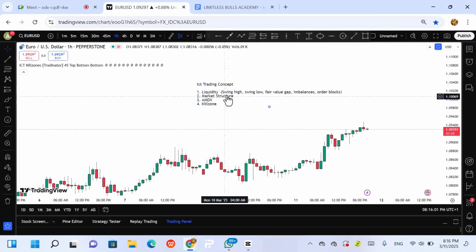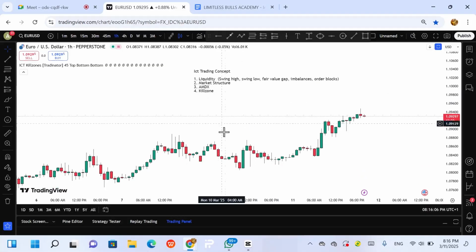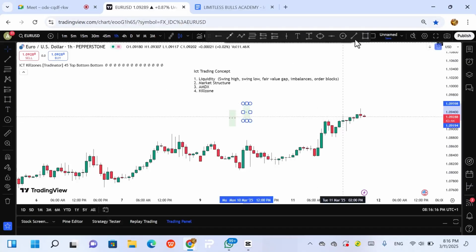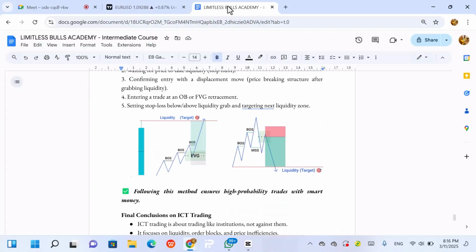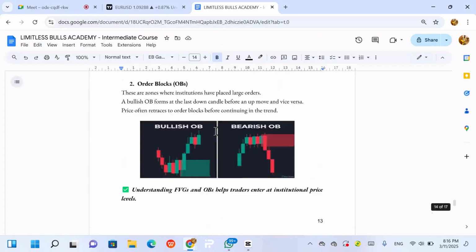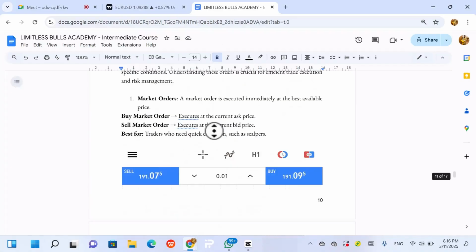So we have the swing high. What is the swing high? The swing high is a three candlestick pattern where the middle candle, wick or body, is higher than the two others. So this is the structure of how the swing high is. We have it in our manual here.